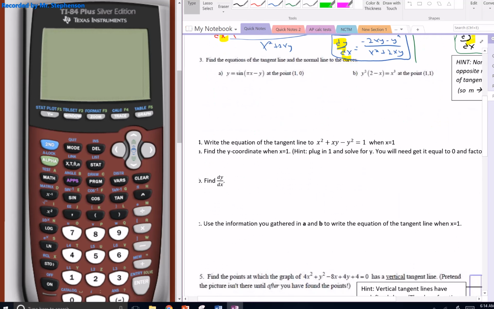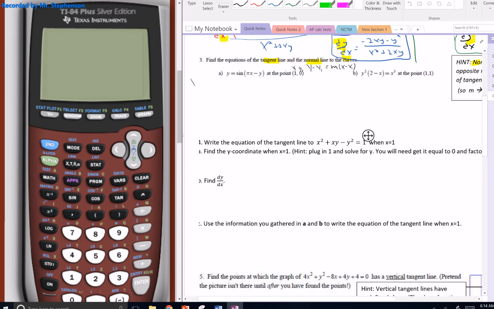It says find the equation of the tangent line and the normal line. You get a little hint over here what the normal line is. So remember, we're basically trying to find y minus y1 equals m times x minus x1. That's the equation of a line. I'm already given x1 and y1. All I need is that slope, which is the derivative at 1. So I need to find the derivative, plug in 1, or plug in that point, I guess.